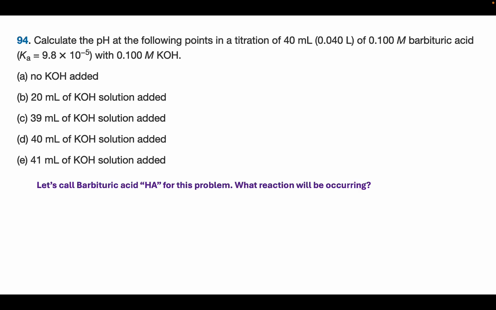And so for this problem, I think what we really want to do is, first, let's just call barbituric acid HA. We've gotten used to this convention where we call the weak acids HA, and the conjugate is A-, and I think that's a good convention to use for this one, where we don't necessarily have the barbituric acid formula readily available. So if this is the case, what reaction is occurring?